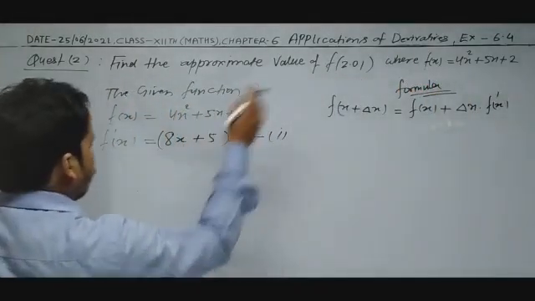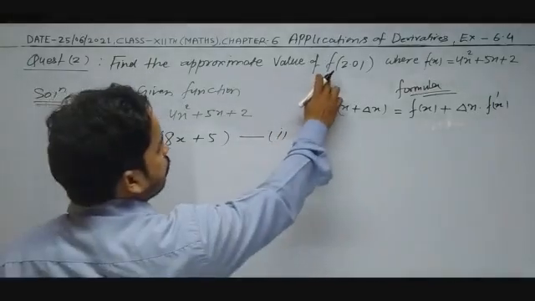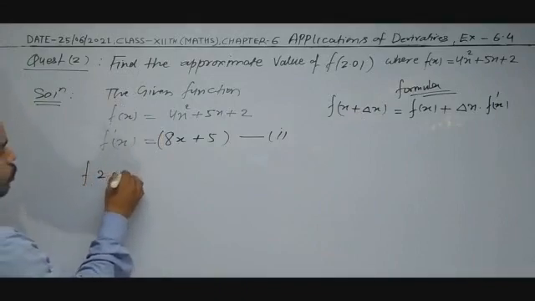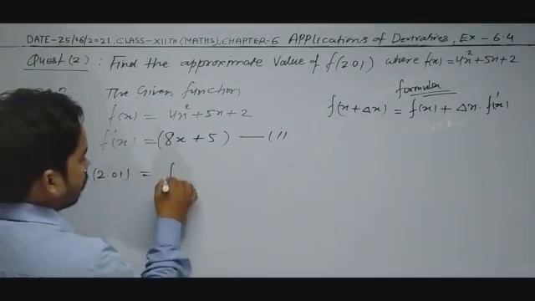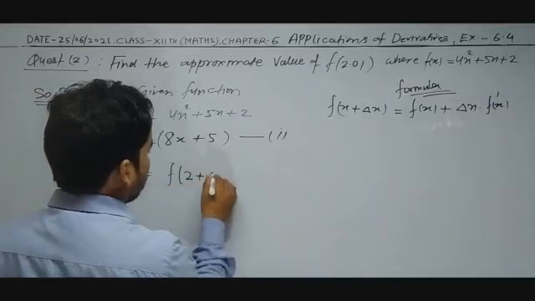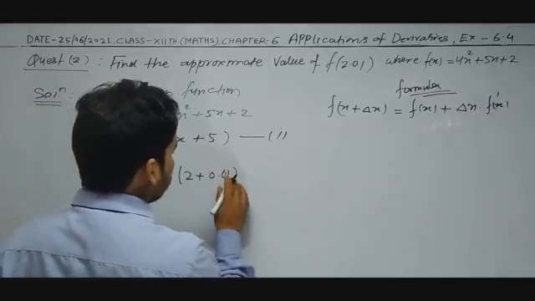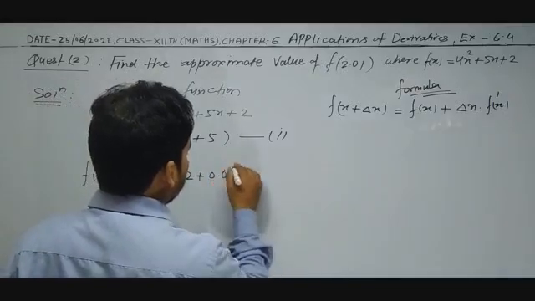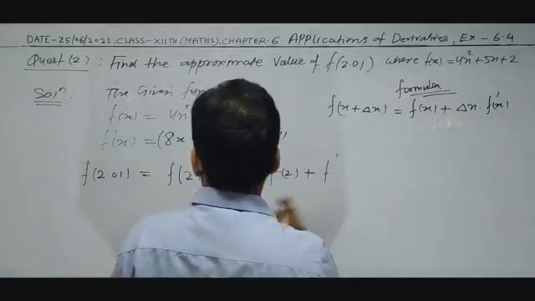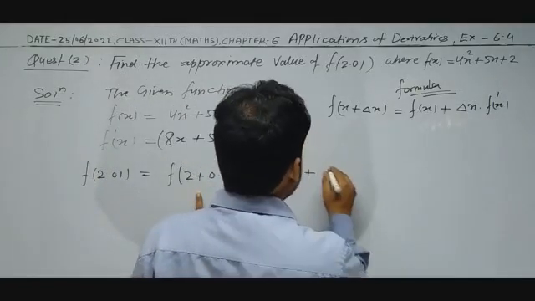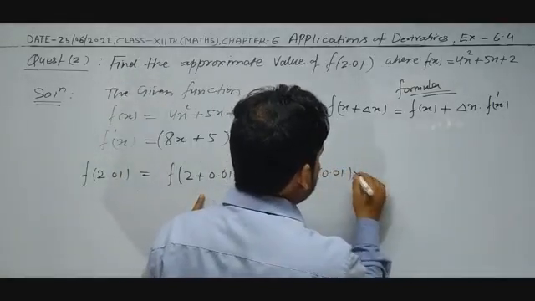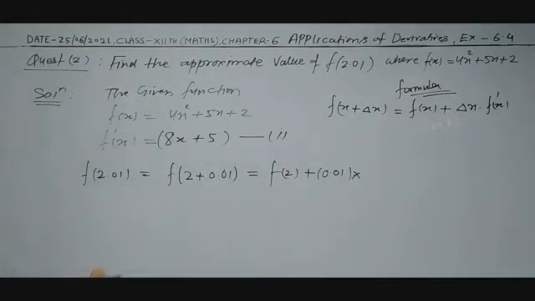So we have to find out f of 2.01. f of 2.01 can be written as f of 2 plus 0.01, and this can be written as f2 plus f dash x times del x. Del x value is 0.01, times f dash 2.